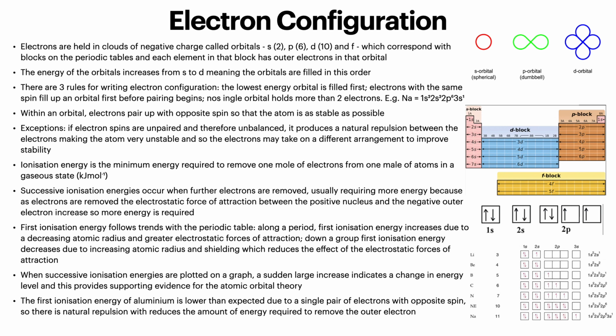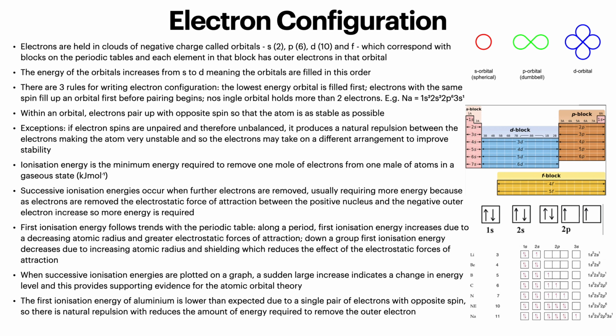Now moving on to electron configuration, specifically looking at the electrons within the atom. Electrons are held in clouds of negative charge called orbitals. You've got an s orbital which holds 2, p orbital which holds 6, d orbital that holds 10, and f orbitals. These correspond with blocks in the periodic table, and each element in that block has outer electrons in that orbital. You can see in the periodic table on the right hand side that the s block is to the left, d block is in the centre, p block is to the right, and the f block is that little additional bit at the bottom.